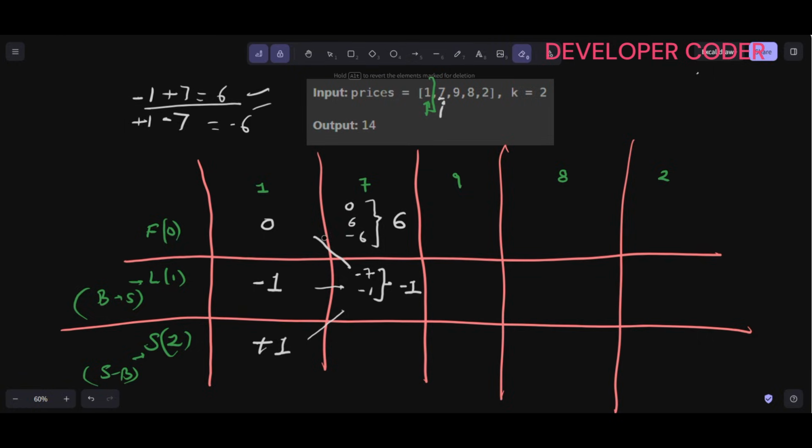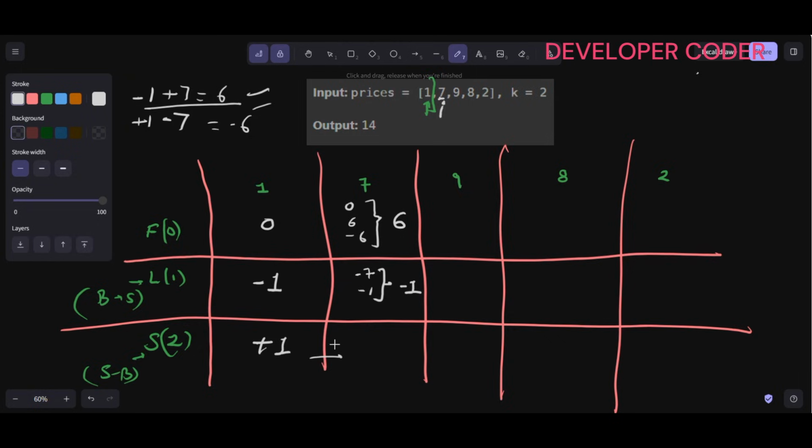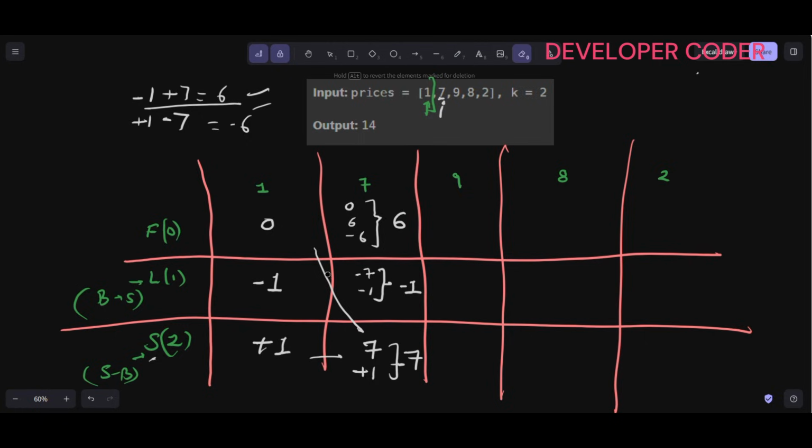Now next thing. Here you move to the sell state, right? So from flat you can move to the sell state if you sell it at 7. Selling at 7 means you are earning the money, you are earning 7. Or you can also remain in the short state if you don't do anything here. So from here +1 comes. So among them the best is 7. So you are going to keep 7, right? This is done.